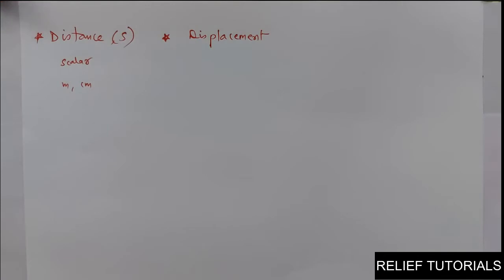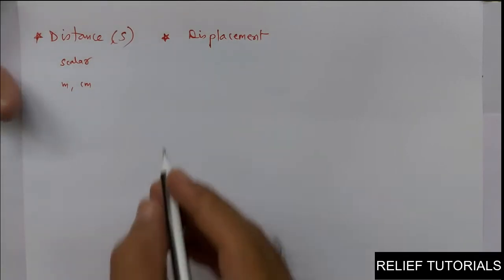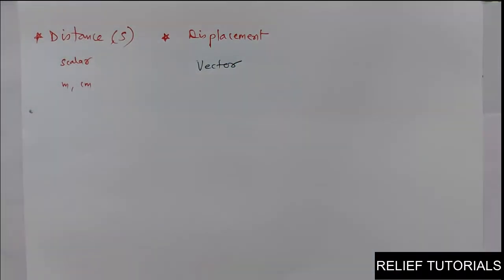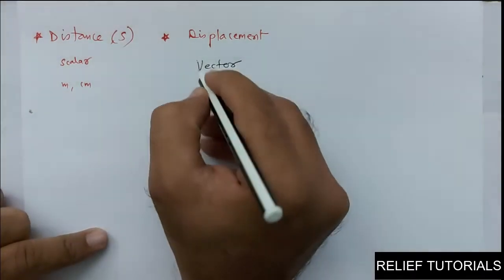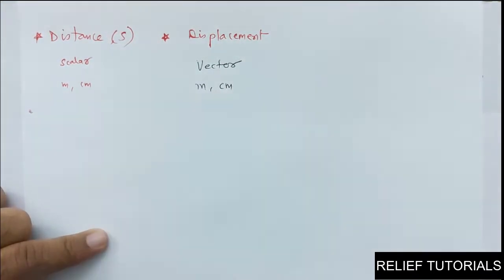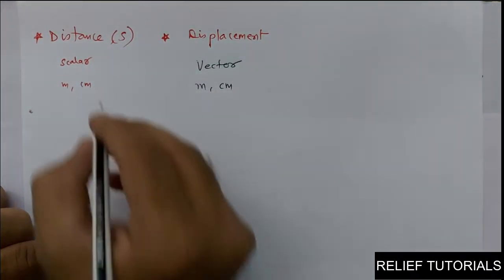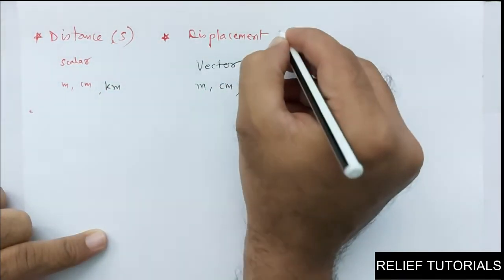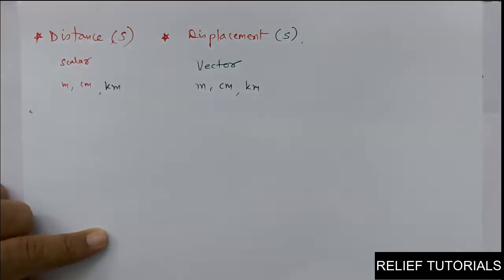Displacement means the straight distance between the initial point and the final point. Displacement does not depend on path. Displacement is a vector quantity. It is also measured in meters, centimeters, and kilometers. In both, the units are the same. Displacement is also symbolized by S.